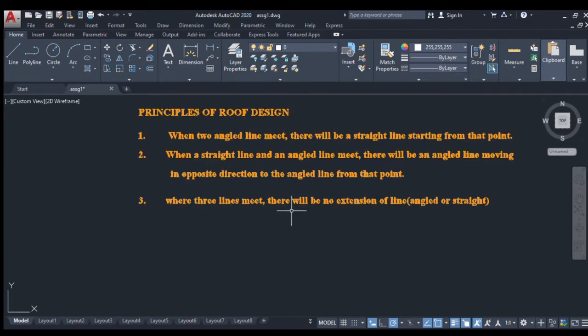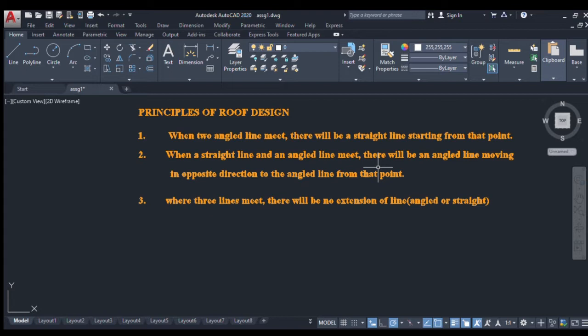Okay, so let's go. The first rule says that when two angled lines meet, there will be a straight line starting from that point. You might not actually understand what that means, but I will show you when we start designing a roof plan. The second one says when a straight line and an angled line meet, there will be an angled line moving in the opposite direction to the angled line from that point. The third one says where three lines meet, there will be no extension of line, be it an angled line or a straight line.